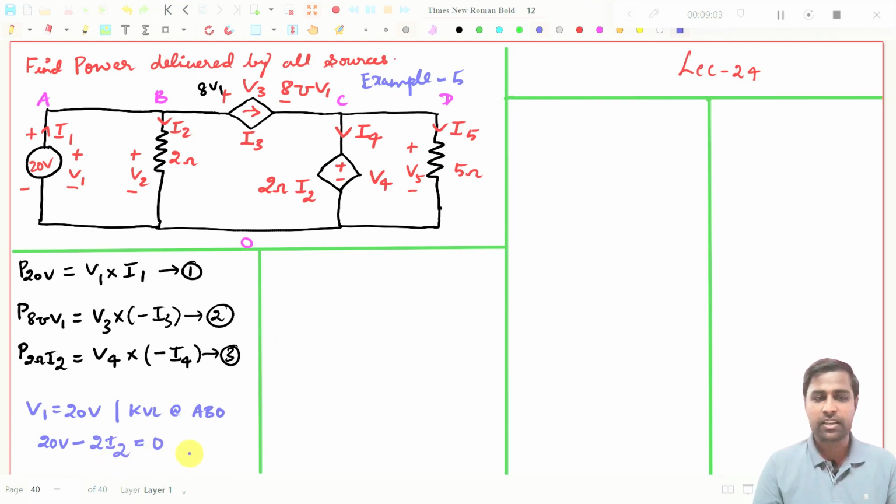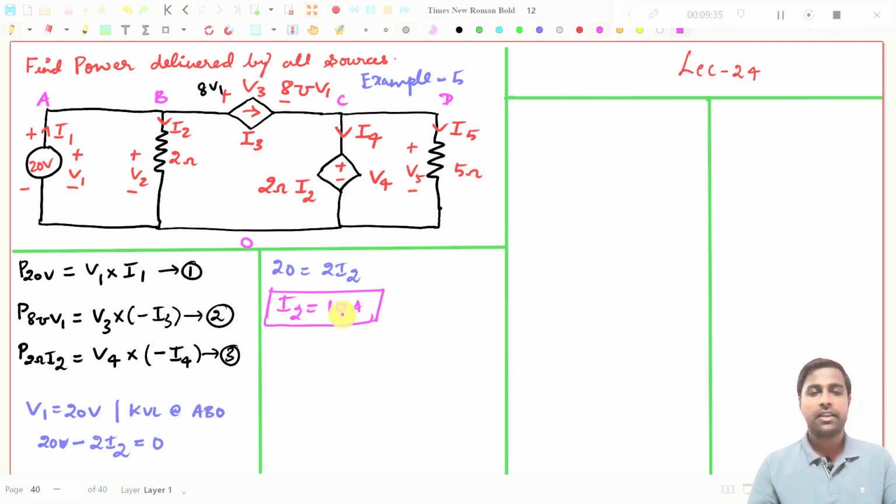If I simplify this expression, I will get what is I2 also. This is actually 20, right? So 20 should be equal to 2I2. So I can directly write I2 should be equal to, if I divide this, it becomes 10 amperes, right? So I2 becomes 10 amperes. With this, we can easily write, see, between these 2 points, it is 20 volt.